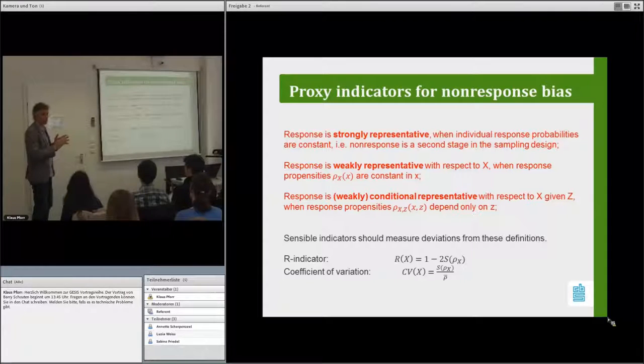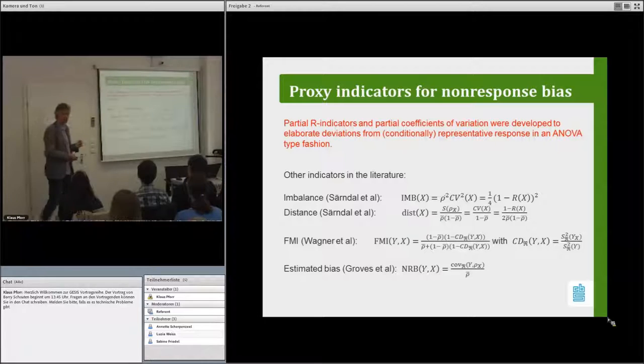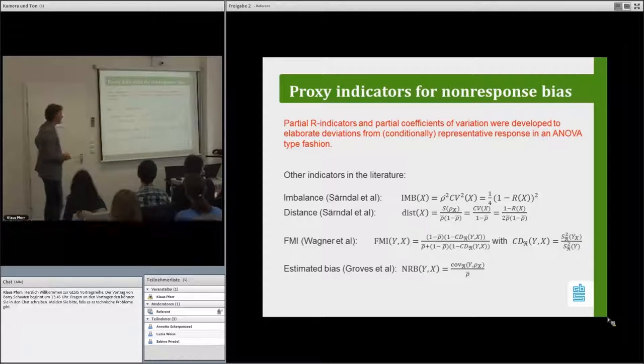Now, there are a lot of other indicators around, and I don't have time to go into that in too much detail. Ourselves, we developed subclasses of indicators based on R-indicators, which decompose variances in an ANOVA kind of way. We call them partial indicators, so I will not talk about them today. There's also a lot of other indicators in the literature, and what I try to do here is connect them to each other. I guess we need a bit more time to go over all these formulas. Might not be so interesting.